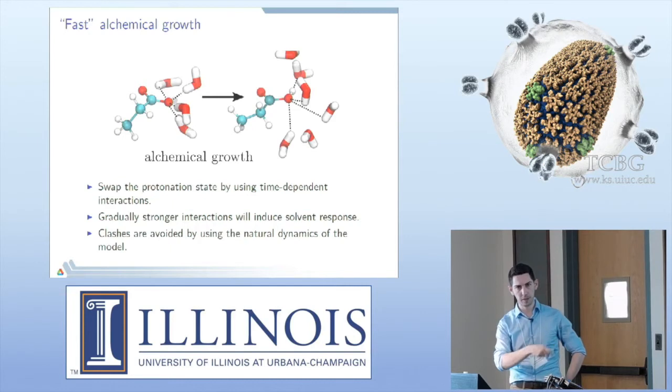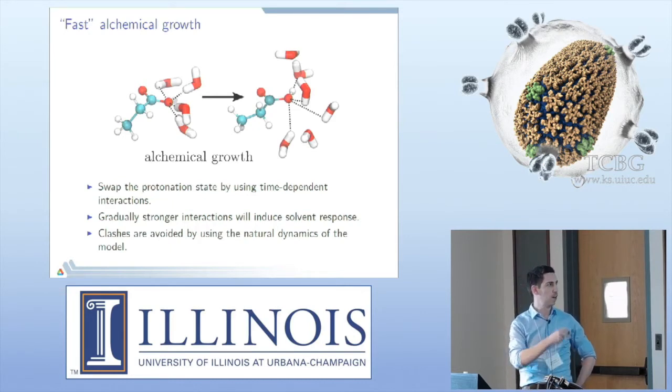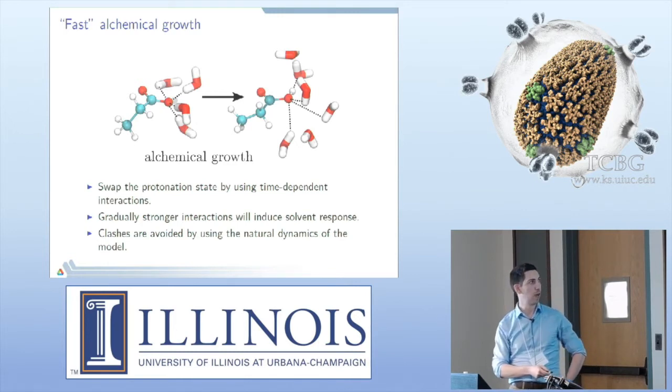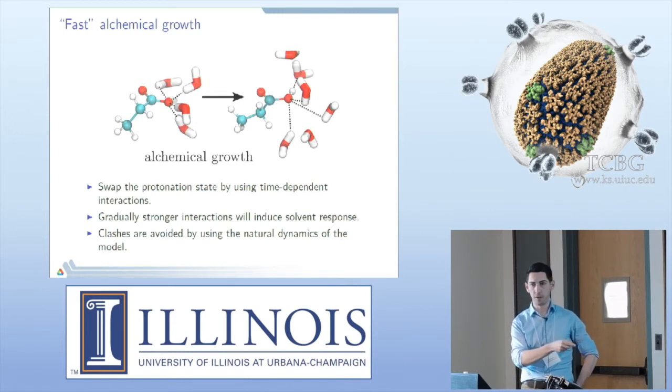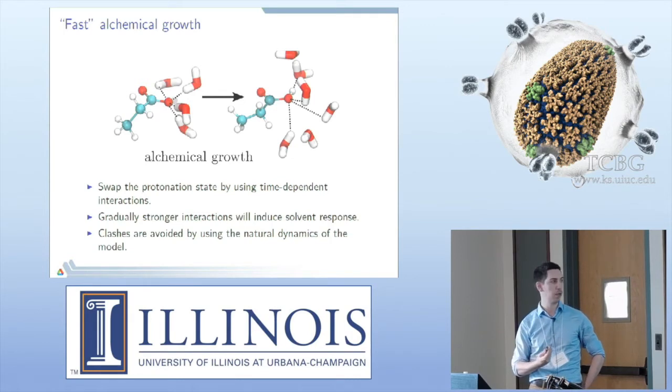So I naysayed all the other ones here. So we have an alternative. The alternative is to sample this as a fast alchemical growth. Chris talked, in more detail than I thought he would, about Jarzynski-type work calculations. So the idea is to apply a non-equilibrium bias to the system to turn on the interactions with a proton and augment the force field in a time-dependent fashion. So this is equivalent to exerting work on the system and driving it out of equilibrium.